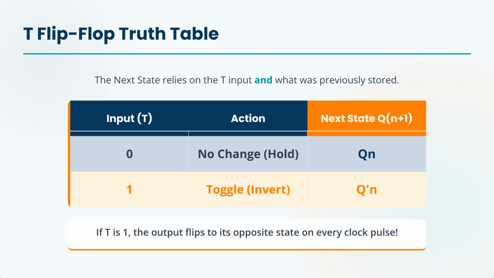the previously stored state. If T equals 0, the output holds its current state. If T equals 1, the output toggles or inverts on the clock pulse. This characteristic is what makes it ideal for counters.